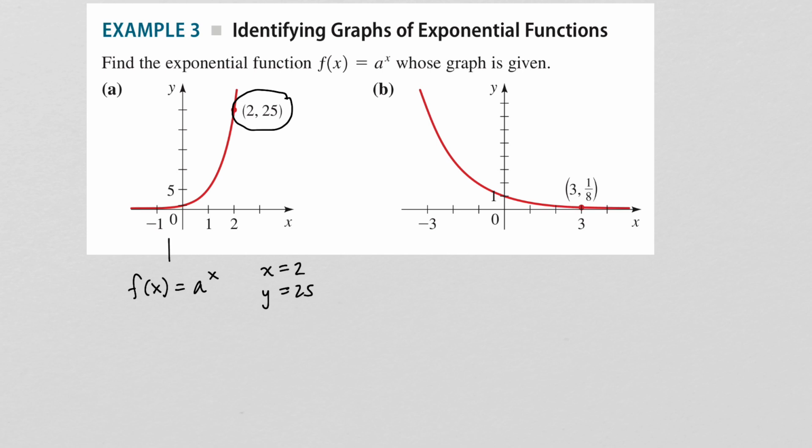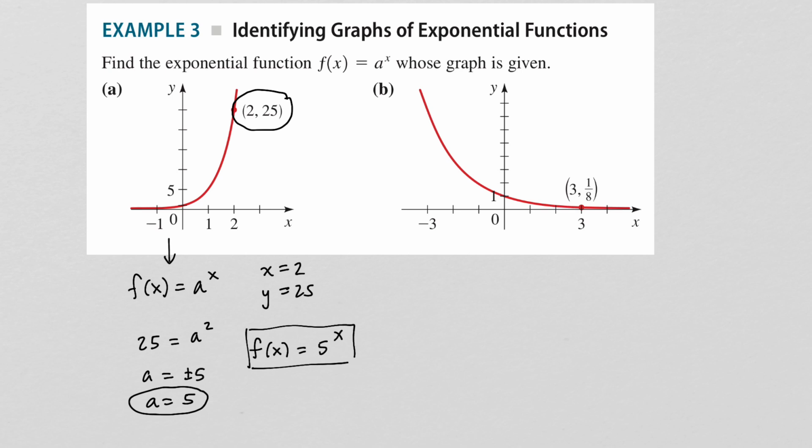So if we plug those into the function here, we're going to have 25 is equal to a squared. And to solve for a here, you should be able to understand that a is going to either be positive or negative 5 algebraically. But since a is the base of an exponential function, it is only allowed to be a positive number. So a must be 5, and this exponential function must be f of x equals 5 to the power x.